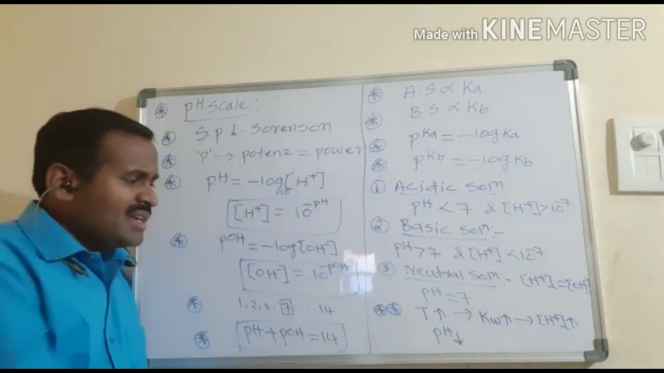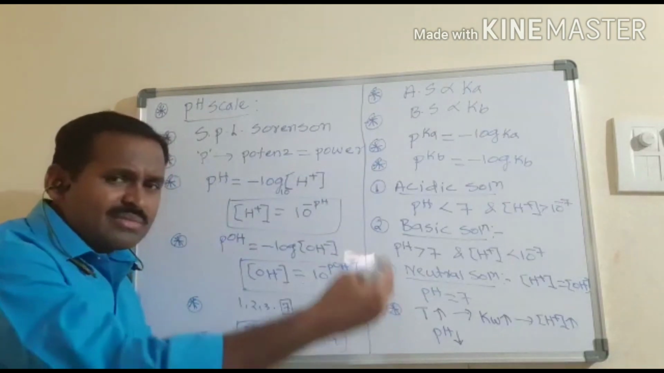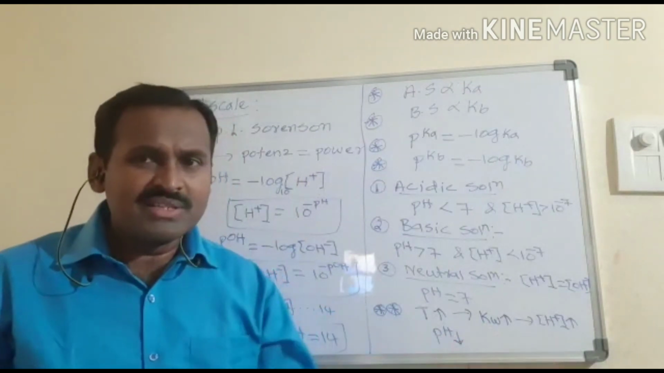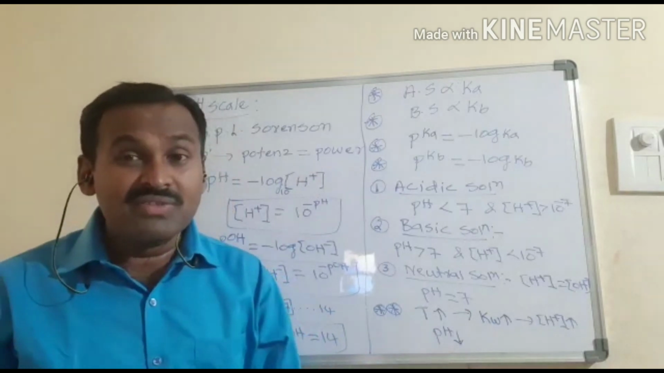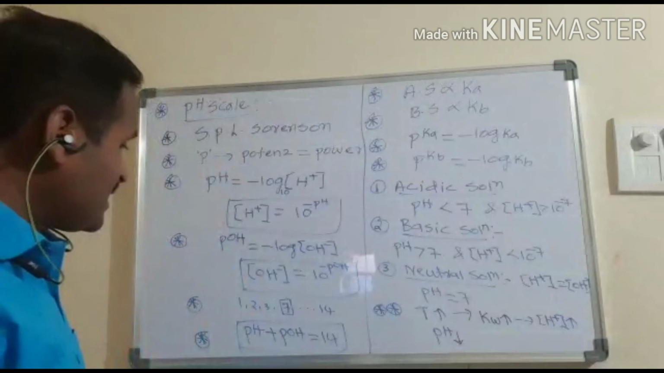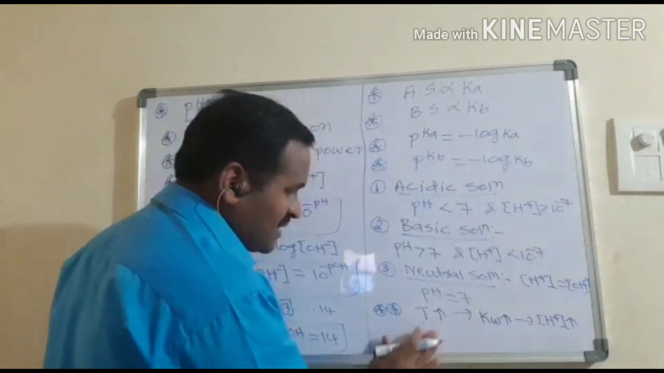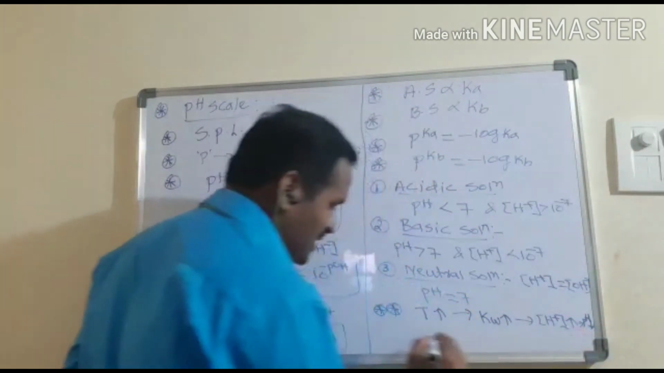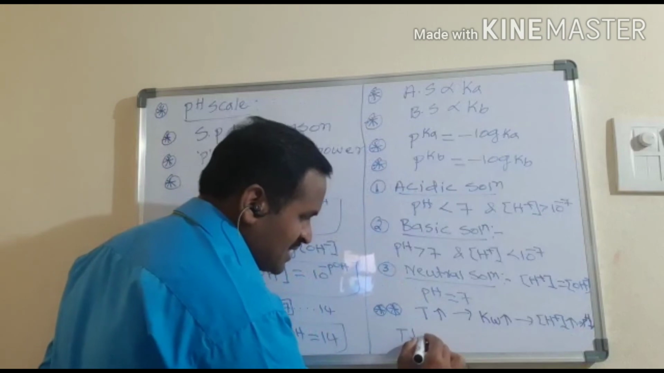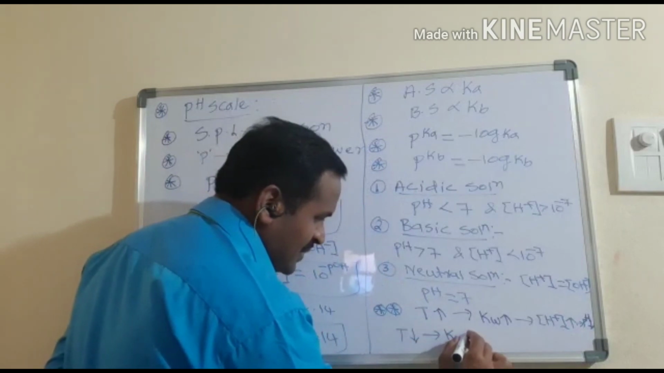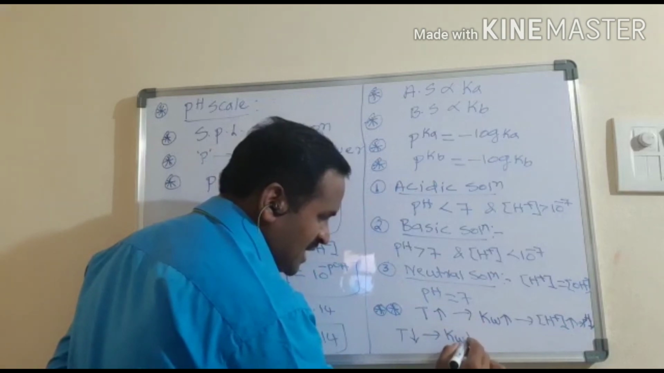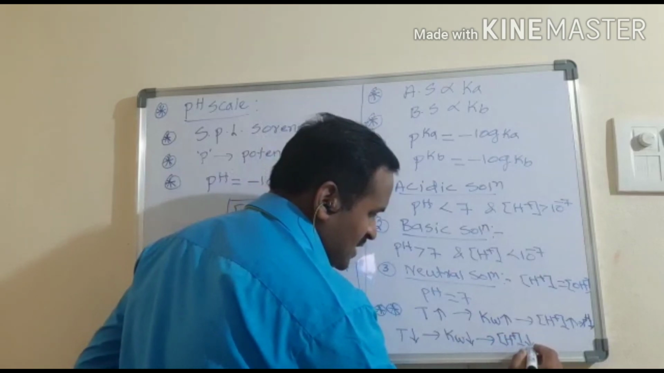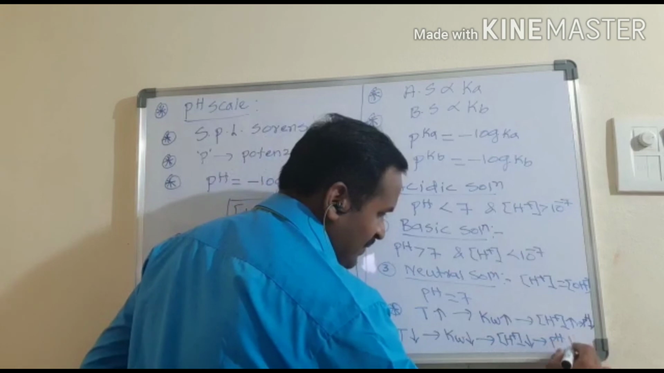That is the case when temperature increases. If the temperature decreases, then Kw decreases, the H plus ion concentration decreases, and the pH value increases. Shall I write that down now? So pH value decreases, temperature decreases, Kw decreases, and the H plus ion concentration decreases. From that, the pH value will increase.